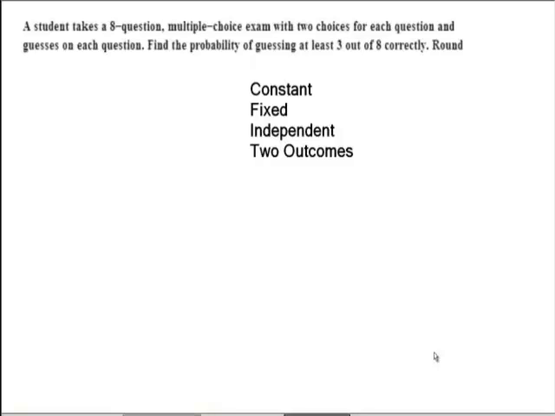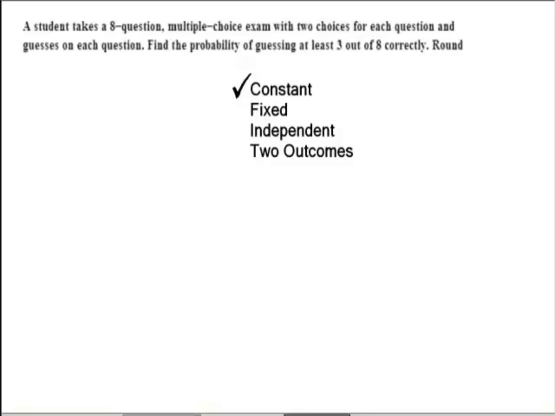A student takes an 8-question multiple choice exam with 2 choices for each question and guesses on each question. What is the probability of guessing at least 3 out of 8 correctly? First, we'll see that this does in fact fit the criteria for being considered a binomial distribution problem.